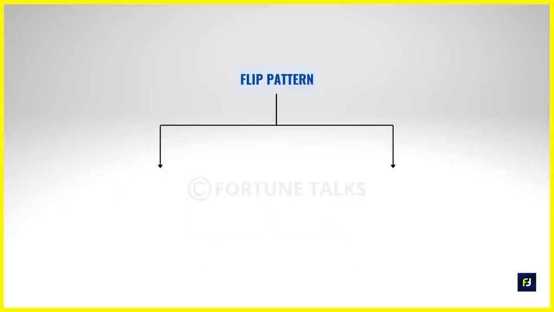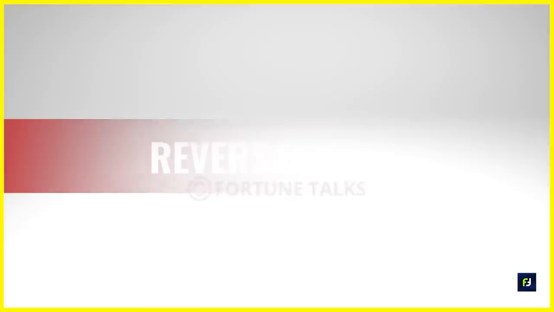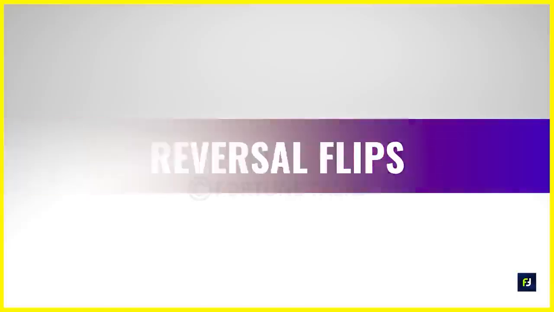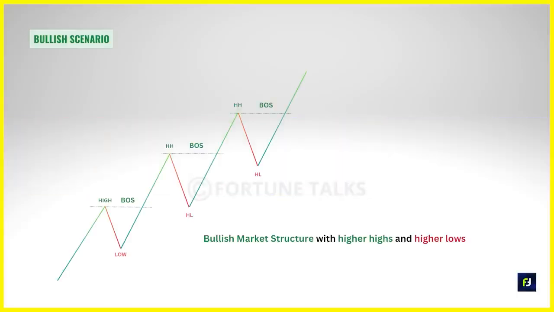Now, the flip patterns are majorly divided into two main categories. These are reversal flip patterns and continuation flip patterns. We will talk in detail about each one of them. First, let us look at how we can spot a reversal flip pattern. Let's imagine a bullish market structure with a consistent formation of higher highs and higher lows in prices.